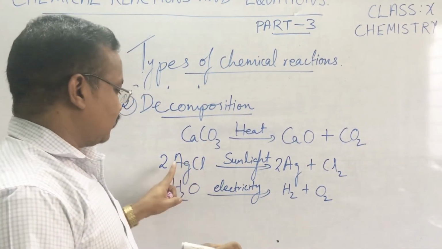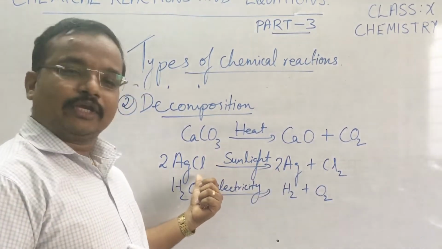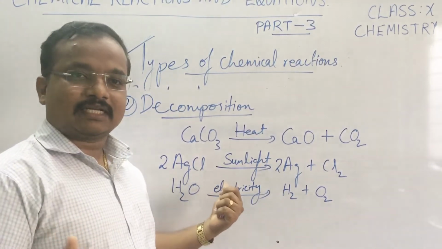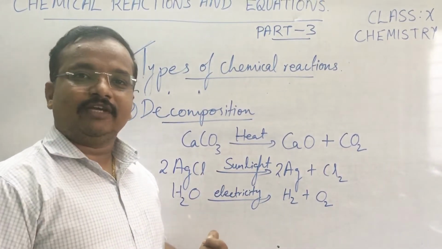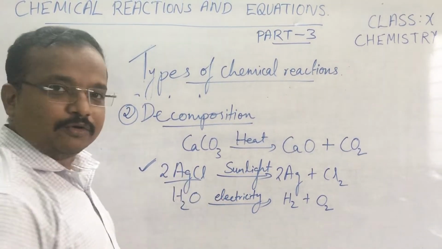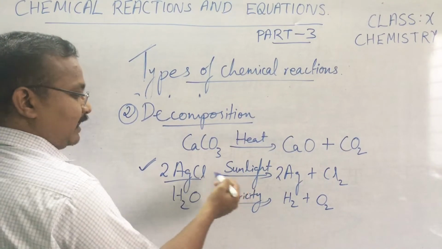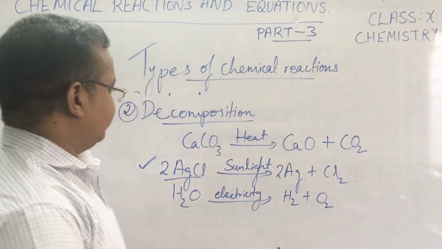In the second case, AgCl converts to Ag and Cl2, or you can use AgBr also. A similar reaction takes place. These reactions are actually used in black and white photography. In olden times we had black and white photos. So this particular reaction is used in black and white photography.